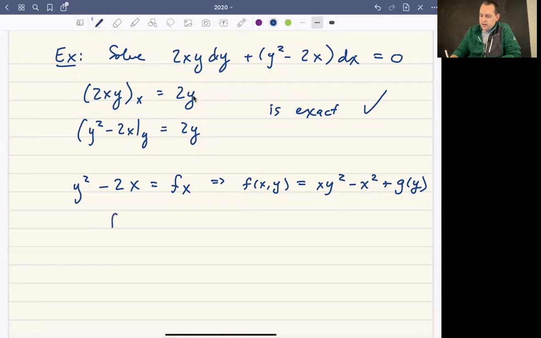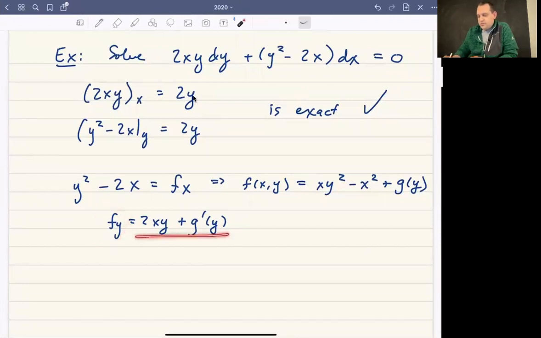So we know that f sub y, on the one hand, if we just differentiate this with respect to y, is going to give us 2xy. The x squared will go away because we're differentiating with respect to y, plus just the ordinary derivative of g, because we're just differentiating that with respect to y. So that's our f sub y. And we know that this should be equal to, so we have two different expressions now for the partial of f with respect to y. We have 2xy plus g prime of y, and we also have just 2xy. And we know that those have to be equal.